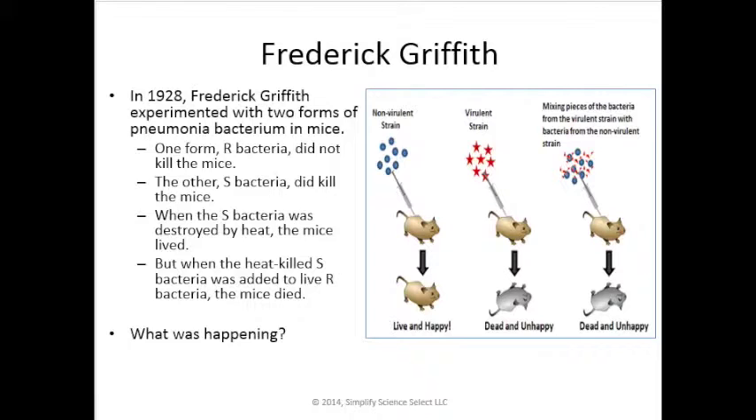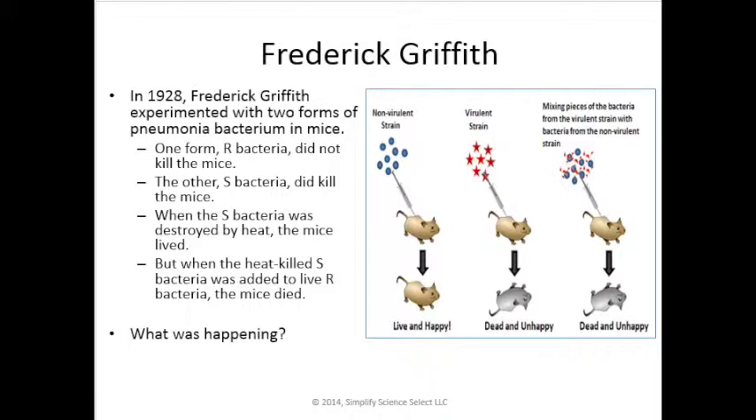Frederick Griffith. He had two kinds of bacteria, R and S, and was experimenting on mice. The R bacteria didn't kill the mice at all. The mice were okay when they had the R bacteria. Now the S bacteria was not okay. The S bacteria killed them. So in our graphic here, the R bacteria are the little circles, and the S bacteria are little stars. Stars are bad, circles were fine.